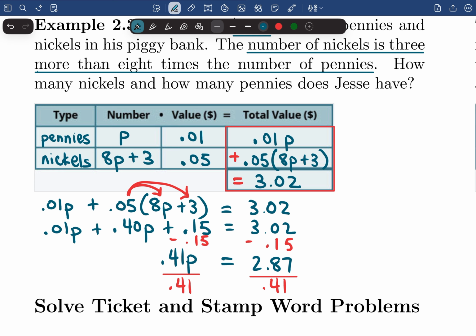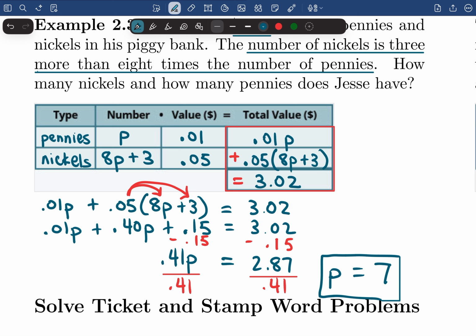So the amount of pennies that we have ends up being 7, right? 2.87 divided by 0.41 gives me 7, which has to be an integer value at this point, right? The number of pennies has to be a whole number. And so it looks safe. We found a whole number for the amount of pennies.